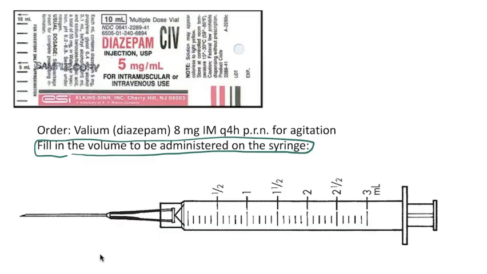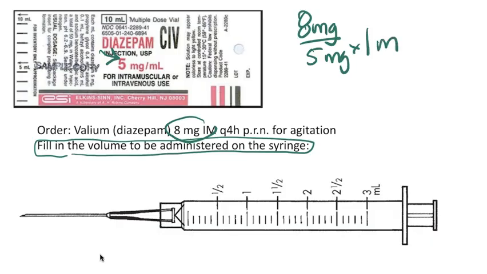So D over H times V, my doctor's order is 8 milligrams. And what do I have? I have 5 milligrams in 1 milliliter. That's my setup. So I'm going to go to my calculator, and I'm going to do 8 divided by 5 times 1 equals 1.6 milliliters.